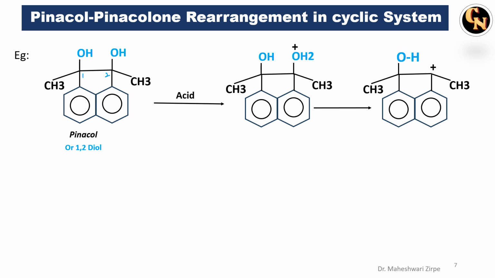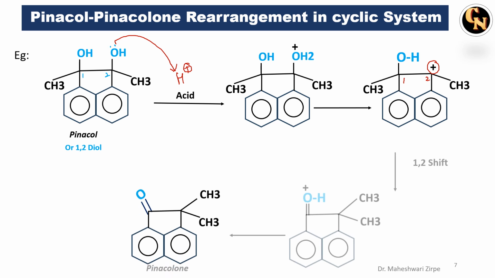We are going to only see how the OH group is going to get protonated first. First step is protonation. As it is a symmetric pinacol, no worries whether carbon 1 or 2, whichever carbon gets protonated first, it doesn't matter. So the second carbon OH is getting protonated and there will be formation of a carbocation as we have shown here. So here the second carbon gets protonated and you get a positive charge.